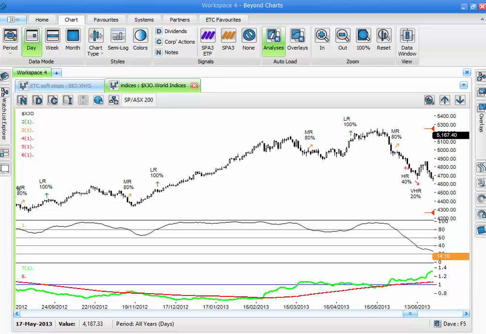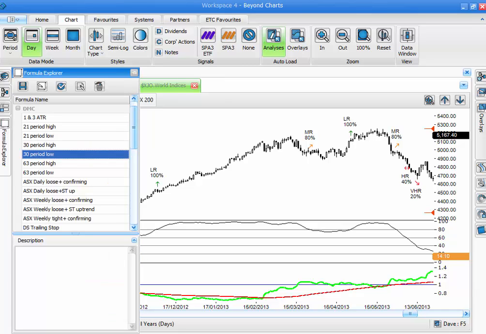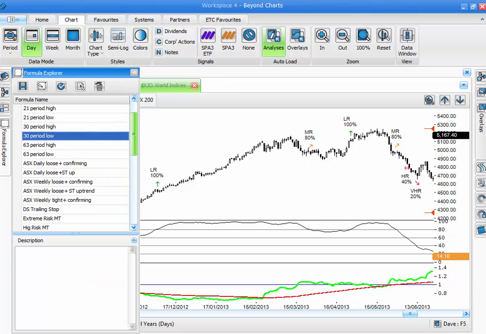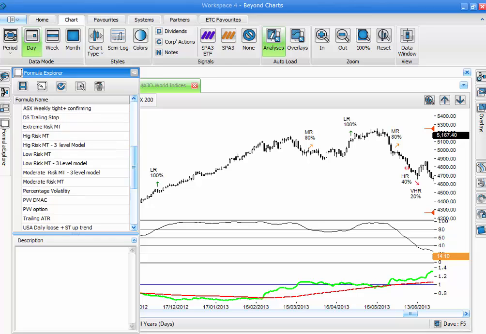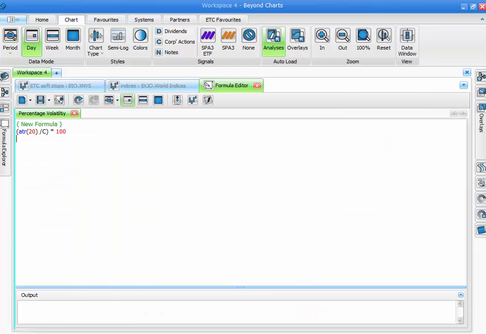David's asked, what is the volatility indicator? It's just an indicator that I made up myself, David. What it does is it measures the volatility, or the up and down movement, of the actual index. So I'll just give you a quick look in. I think I've got it in here, percentage volatility. I'll just right click and click on edit. And that's the formula, so you'll be able to see that there yourself.